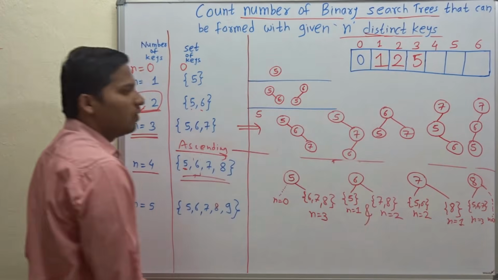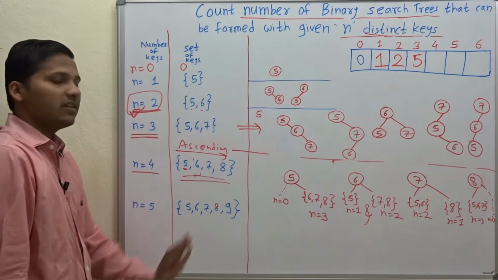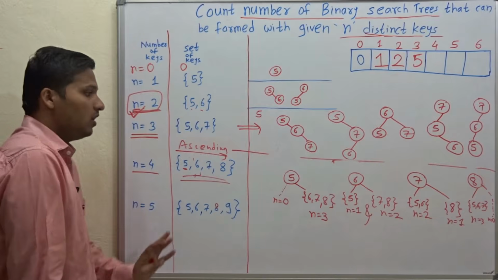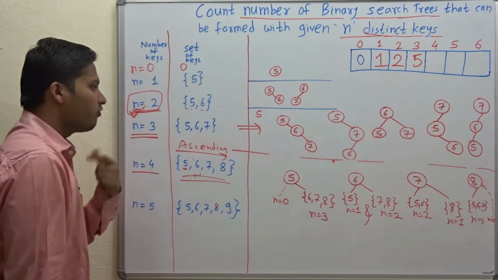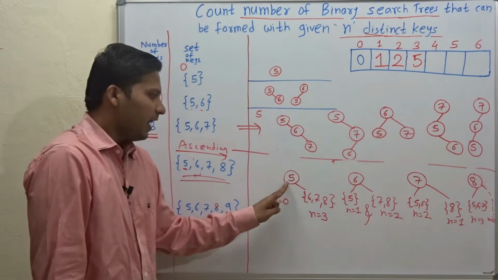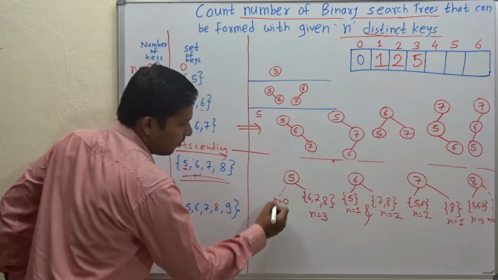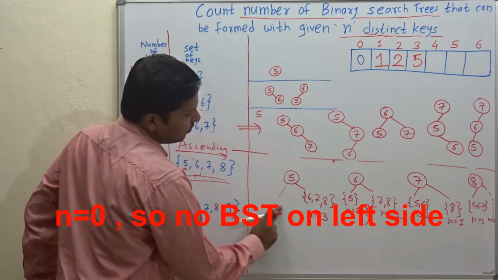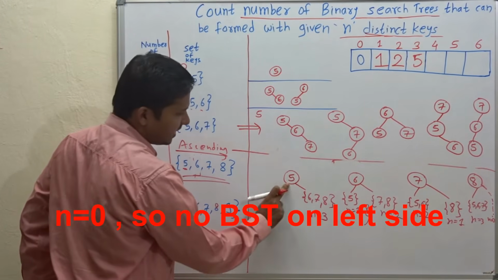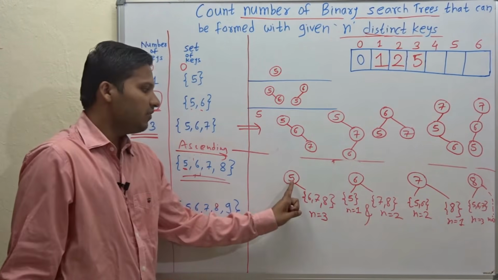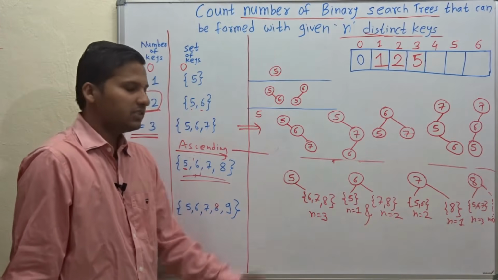It will be n equal to 0 because there is nothing greater than 8. So now let's calculate the number of binary search trees. See, for n equal to 0 and n equal to 3, obviously there will be no binary search trees with this variation on the left side.